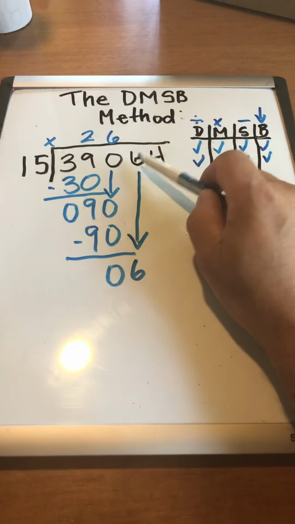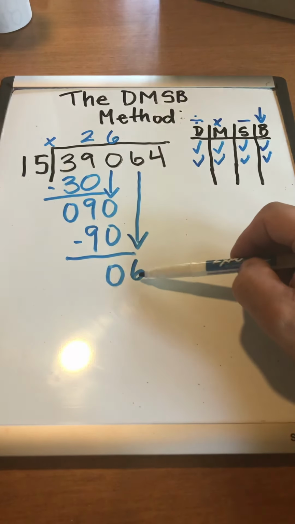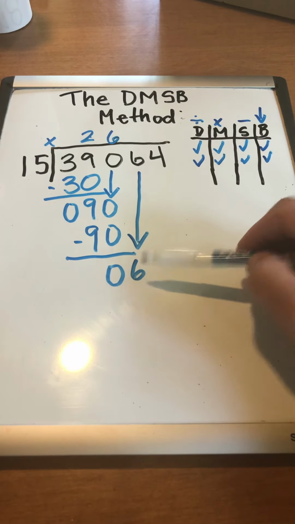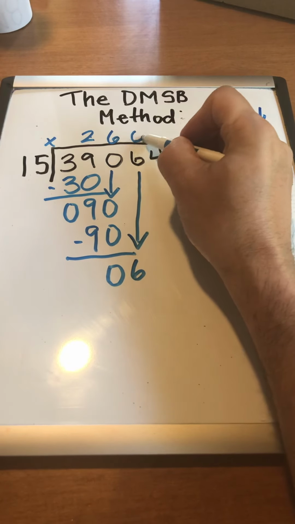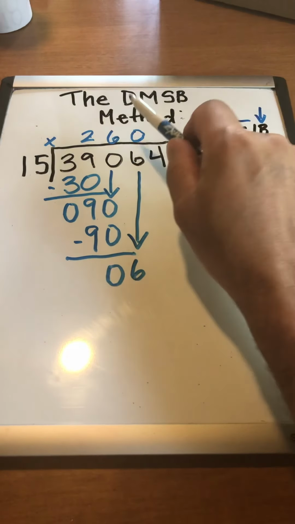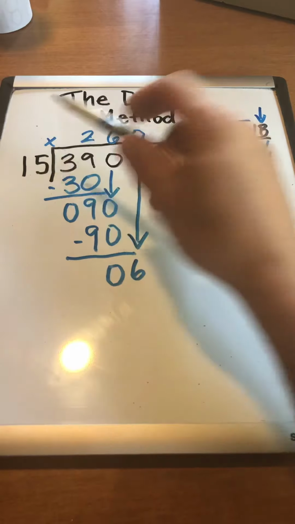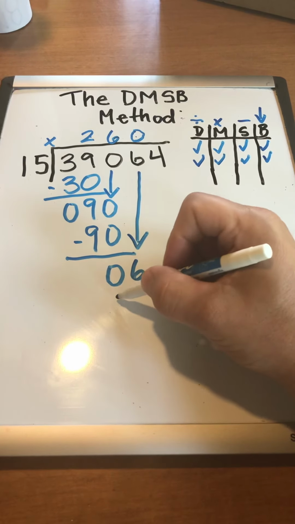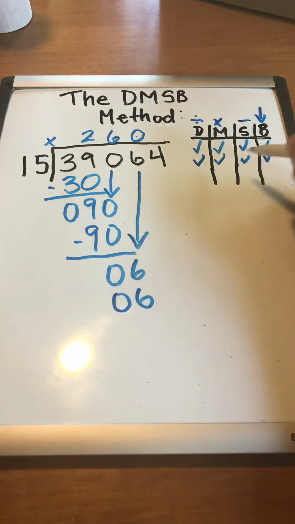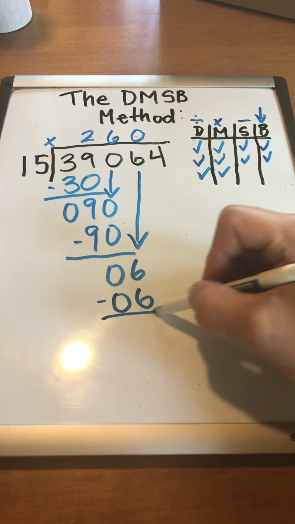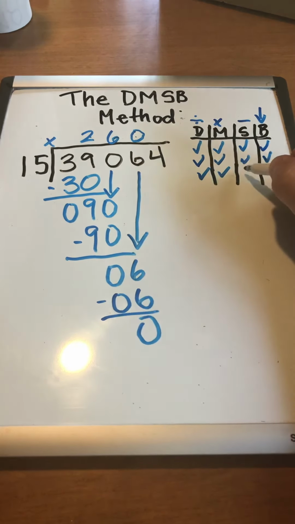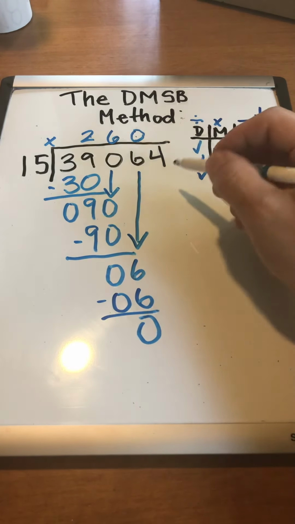Okay, so 15 into 6. Well, I can't do that, right? So what I have to do is put a 0 up here because I wasn't able to do it. And if you want to go through the steps, you can. So 0 times 15 is going to be 0. And I'm going to subtract, which is going to be 0. And I still bring down another number.